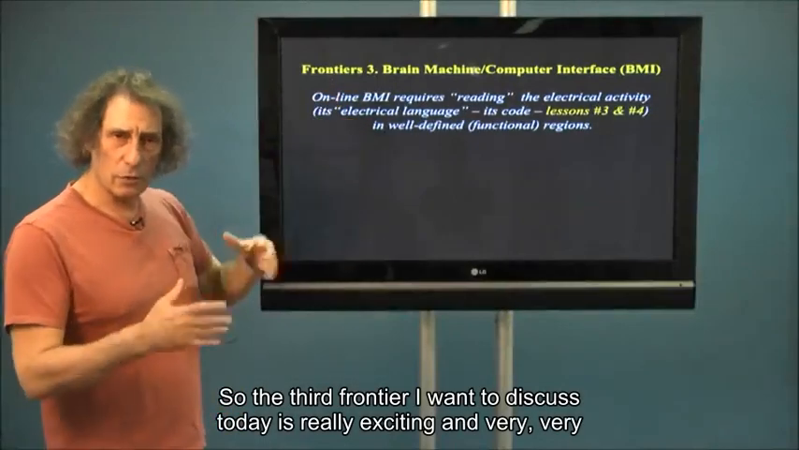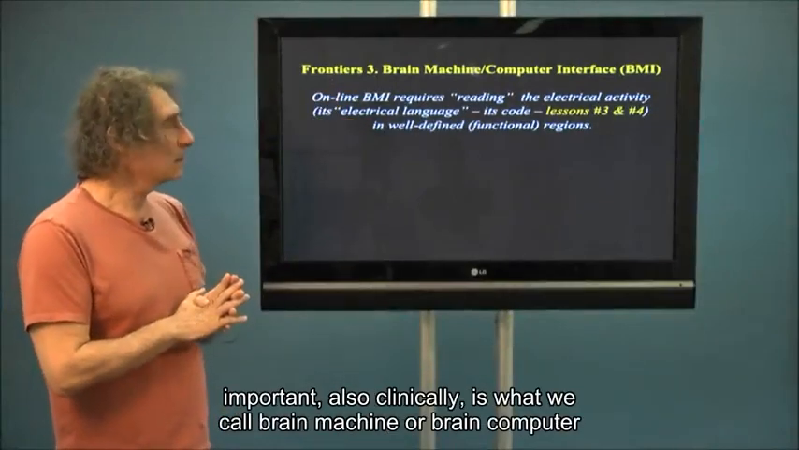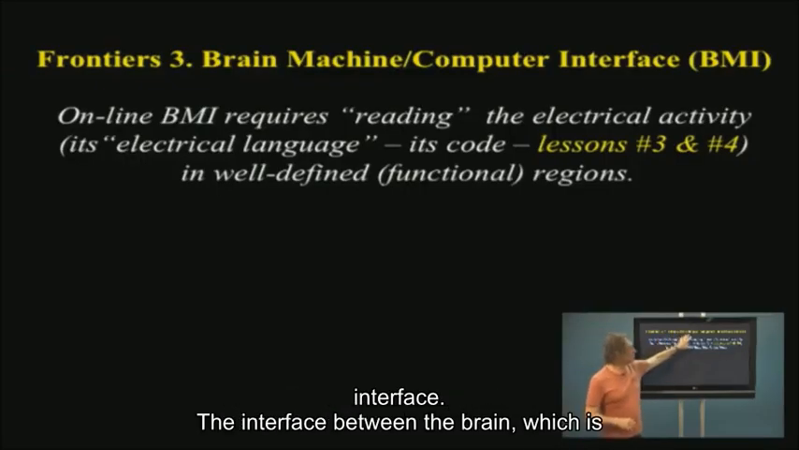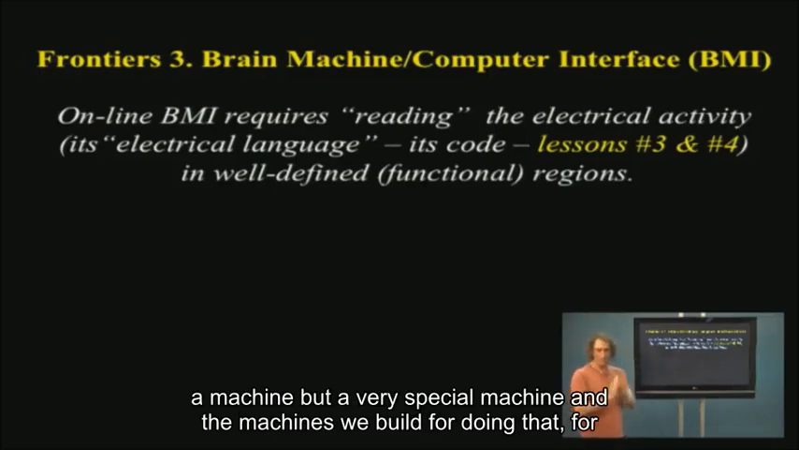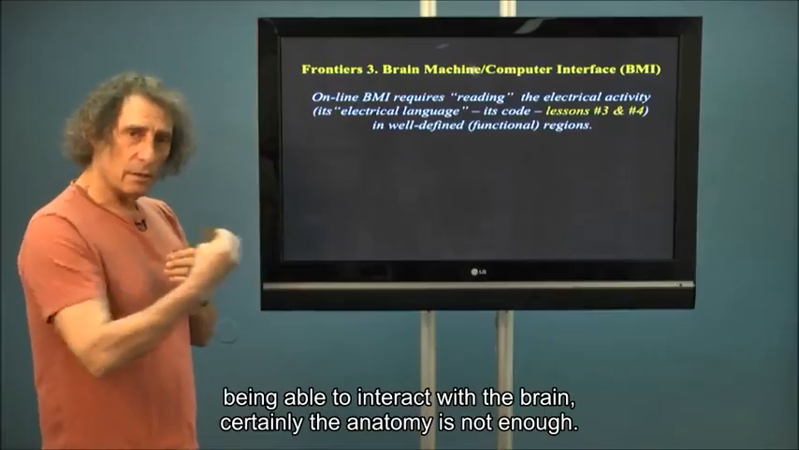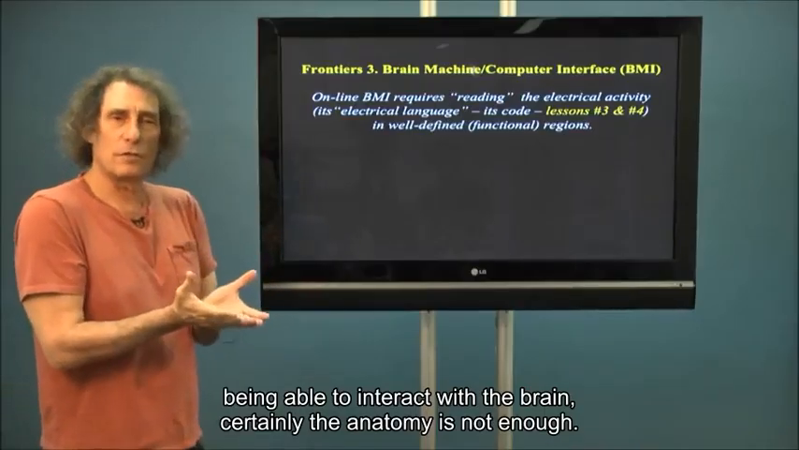So the third frontier I want to discuss today, which is really exciting and very, very important also clinically, is what we call brain-machine or brain-computer interface. The interface between the brain, which is a machine, but a very special machine, and the machines we build. For being able to interact with the brain, certainly the anatomy is not enough.